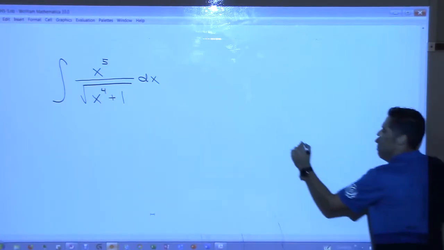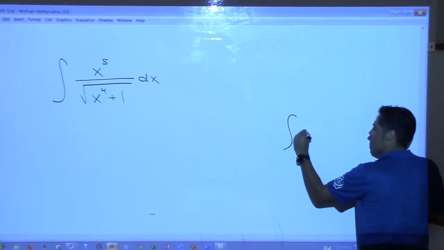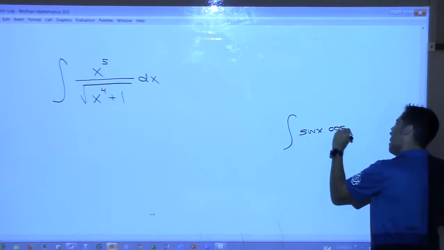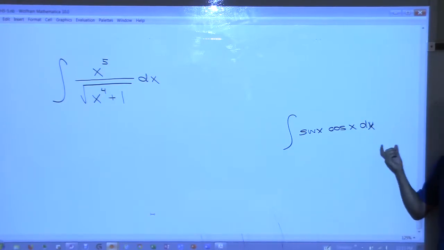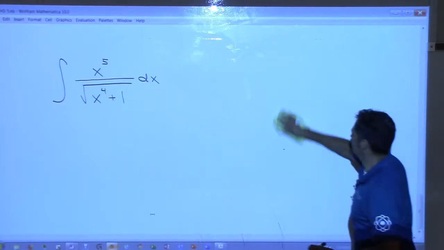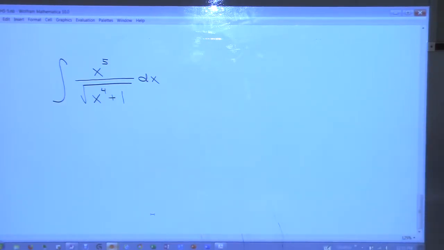One example, and I'm kind of cheating here, is that right there, dx. That could be done either way. You could let u be sine x, or you could let u be cosine x. Either one would work. All right, so there you go.